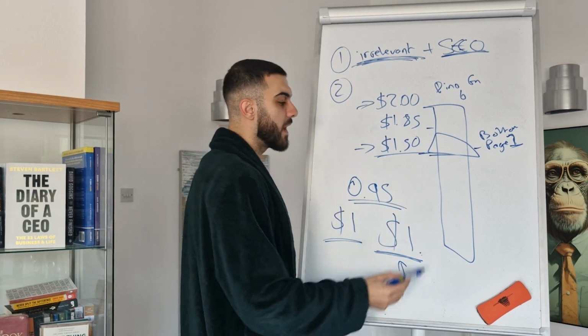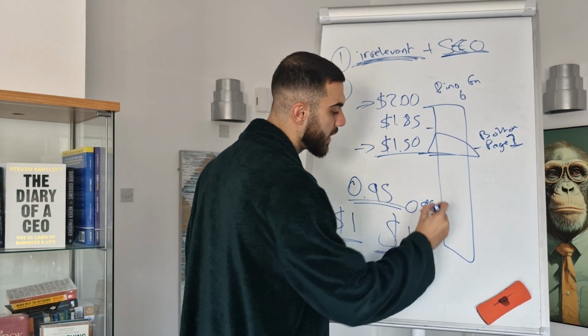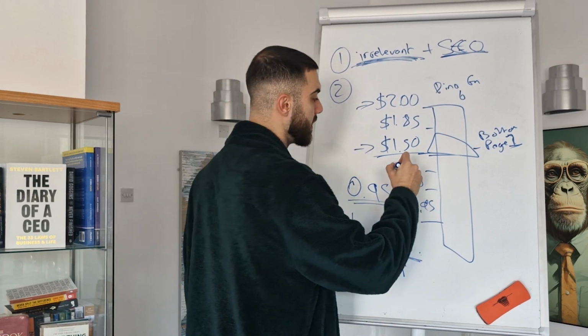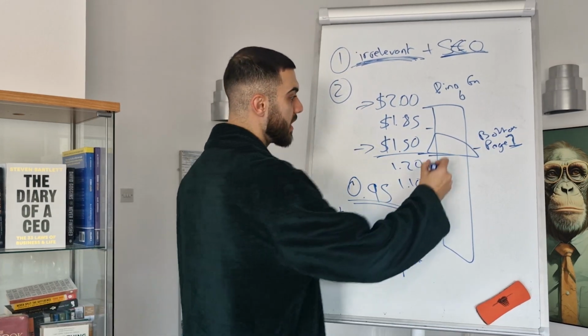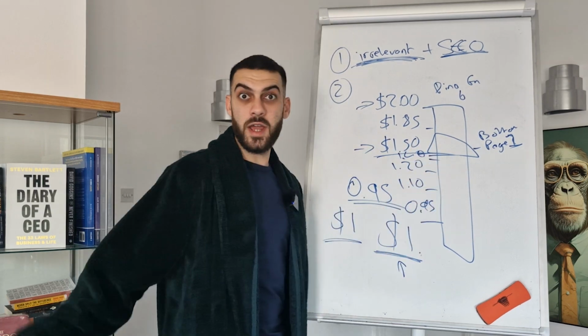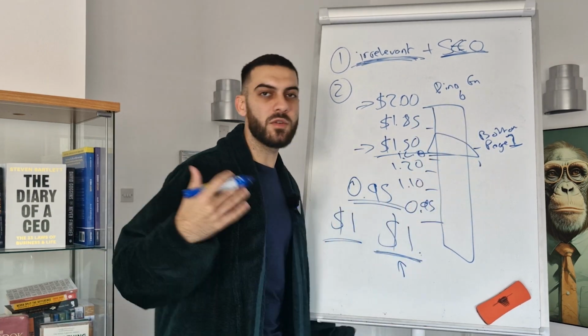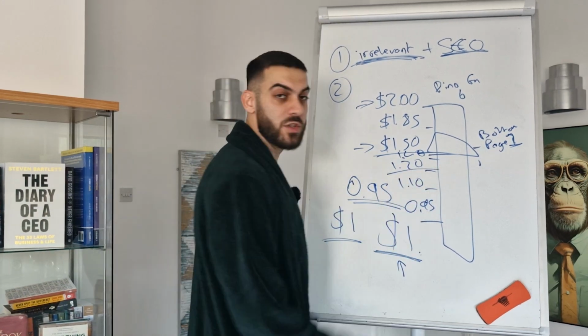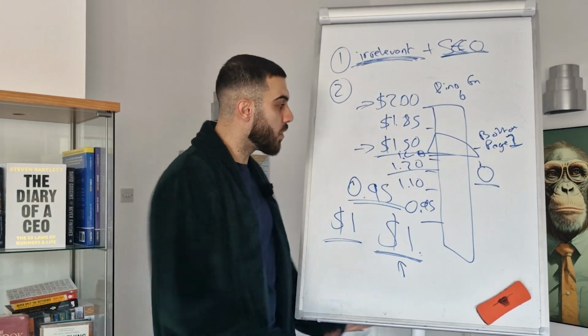So if you're bidding 95 cents and you're down here and you're not getting impressions, great, increase it. Go to 110. Still not getting impressions? Increase it. Go to 120. Still not getting impressions? Increase it. Go to 140. Still not getting impressions? Increase it. Just keep increasing it until you get impressions. What else are you going to do? Are you going to just stay there at 120, getting no impressions? Great, you're not wasting money anyway.